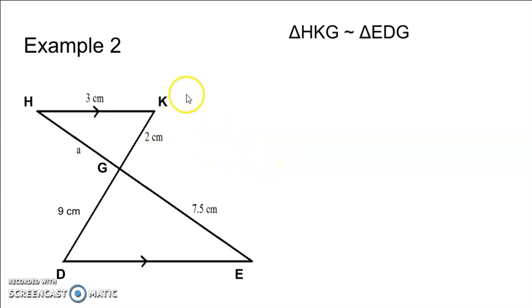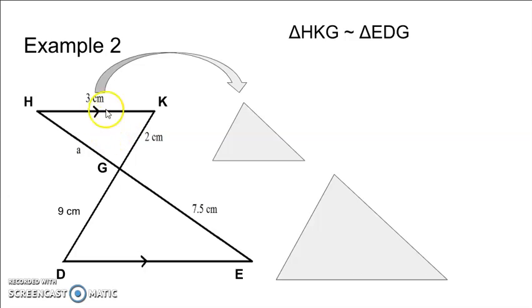Now, I like to redraw my triangles, and I'm going to recognize that this top one is twisted, so I'm going to spin it back around so it looks the same as the other triangle, and then I'll start labeling my parts. Of course, H is now going to match the E. My K and my D match. Remember, I had to flip the triangle. And my G matches my G. So color coordinating up here, I recognize that HKG is similar to EDG.